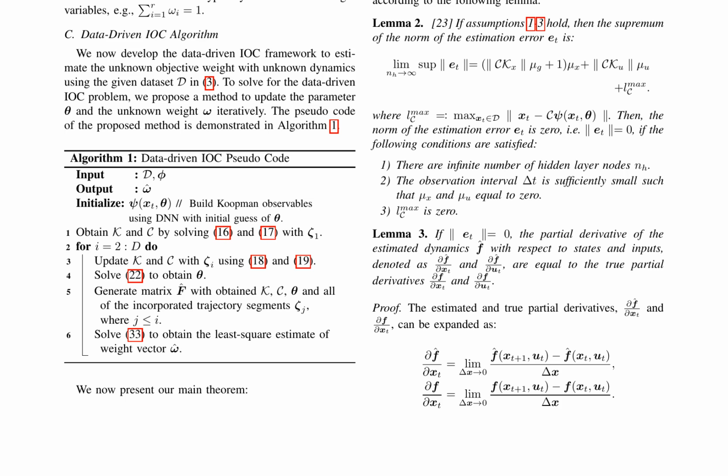The process is based on the use of the following notations. Is the parameter of the model, is the matrix of the model, is the time annotated, is the time annotool, and is the time annotool. The process is then used to solve the data annotated IOC problem by first initializing the model using the dual with an initial guess of the parameter. Then, it iteratively updates the model using the dataset, solves for the parameter, generates the matrix, and finally solves for the least square estimate of the work. The process is then repeated until the convergence of the model is achieved.